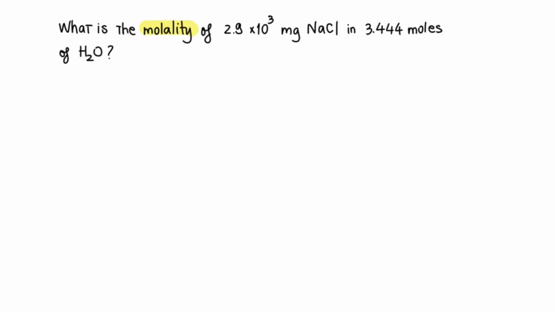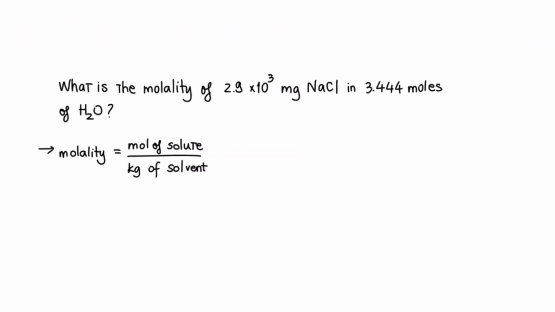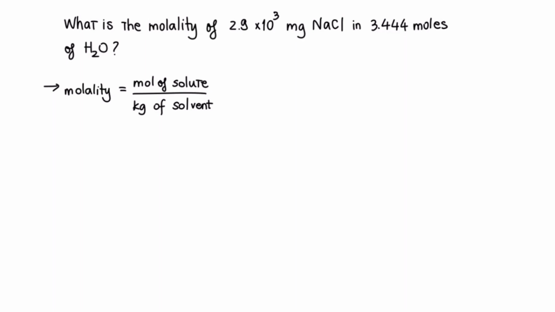What is the molality of a solution of 2.9 times 10 to the power 3 milligrams of NaCl and 3.444 moles of H2O? So first, to solve this problem, we have to understand what molality is. Molality is one of the ways to describe the composition of the solution. It tells how many moles of solute there are in 1 kilogram of solvent.